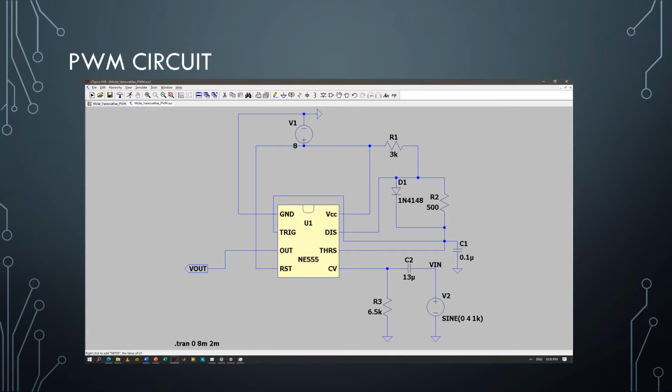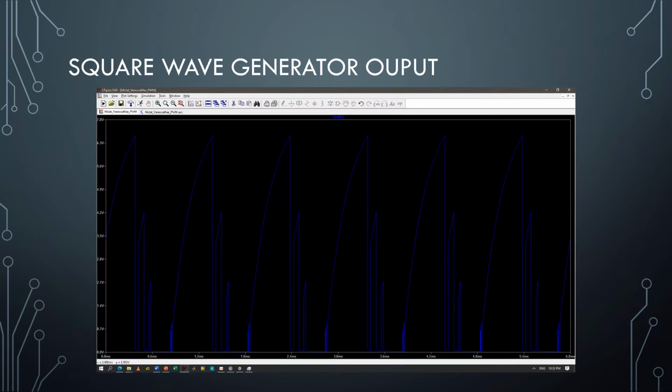So in this slide, it shows the pulse width modulated signal circuit that we use. When testing the circuit shown earlier, the square wave generator output creates a sawtooth signal as shown in these images.